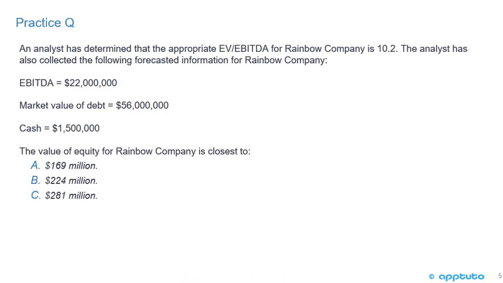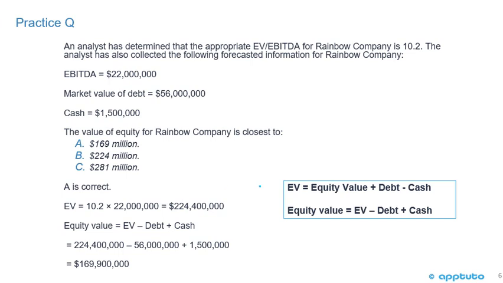Okay, here's a practice question where there's a bit of a calculation required. An analyst has determined that the appropriate EV, enterprise value to EBITDA ratio for Rainbow Company is 10.2. The analyst has also collected the following forecasted information for Rainbow Company. EBITDA is 22 million. Market value of the debt is 56 million, and the cash is 1.5 million. So the value of equity for Rainbow Company is closest to A, 169 million, B, 224 million, or C, 281 million. Okay, this is a nice little practice question.